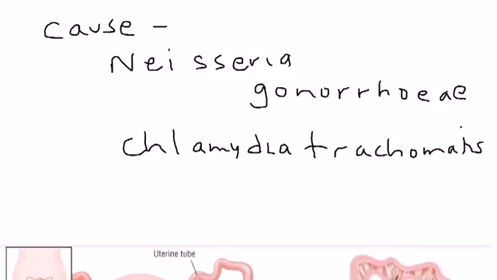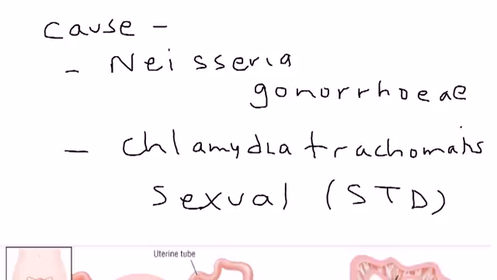And one thing that's in common with both of these is that their mode of transmission is sexual. So it's really an STD. It's sexually transmitted, and most commonly occurs in women less than 35 years of age.